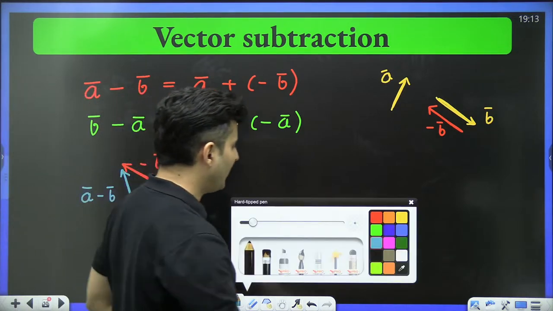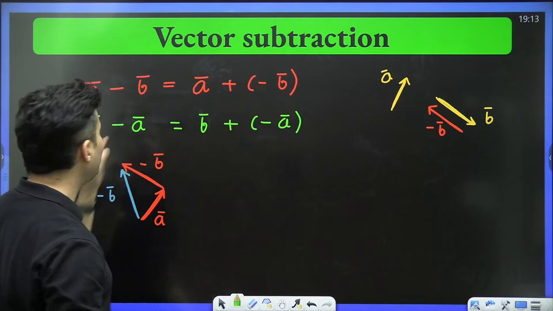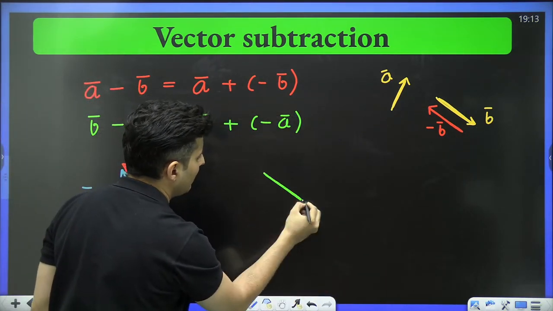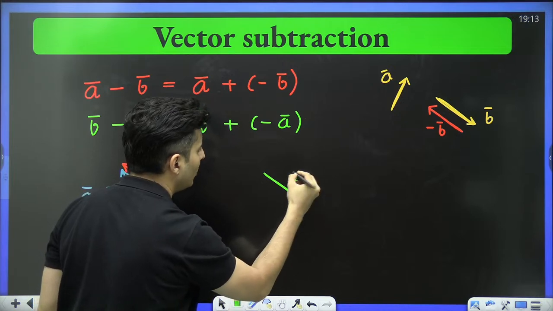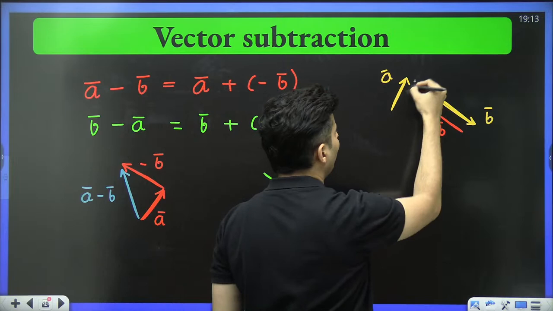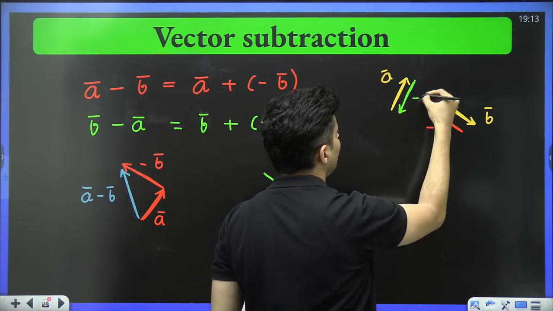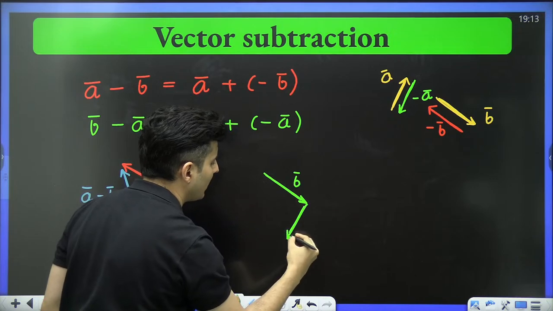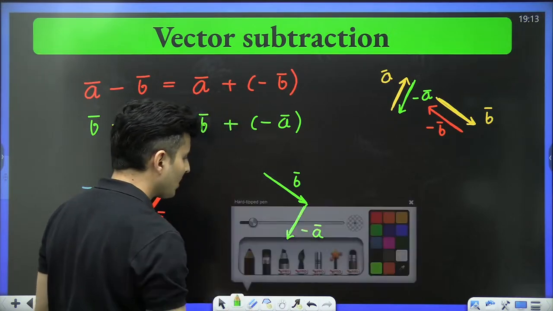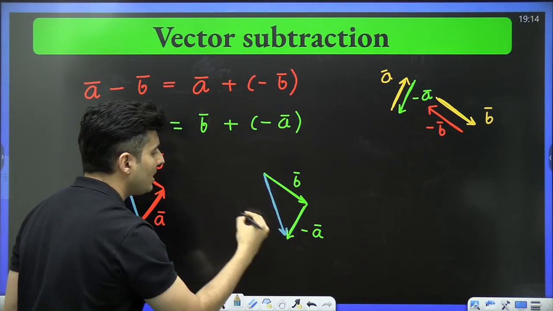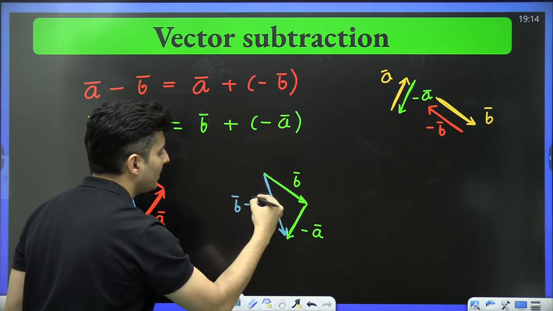And in this particular case, my dear students, B minus A. Let's take B vector as it is. I'm not going to do any changes there. Negative of A vector will be like this. Take it as it is and put it over here. This is negative of A vector. So whatever is the remaining side, that would be your B vector minus A vector.